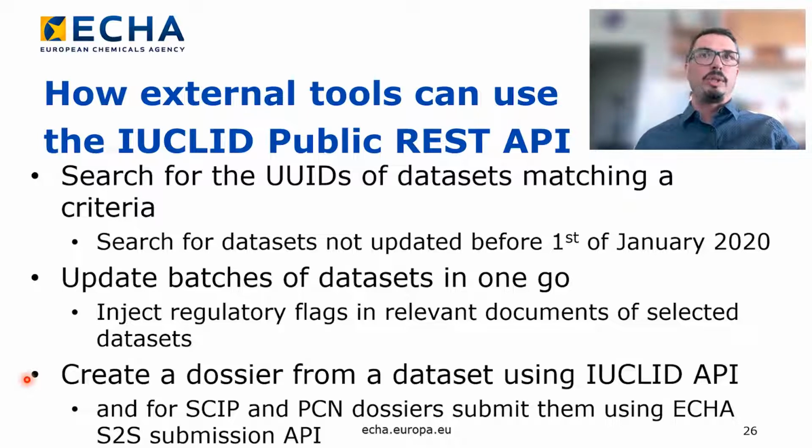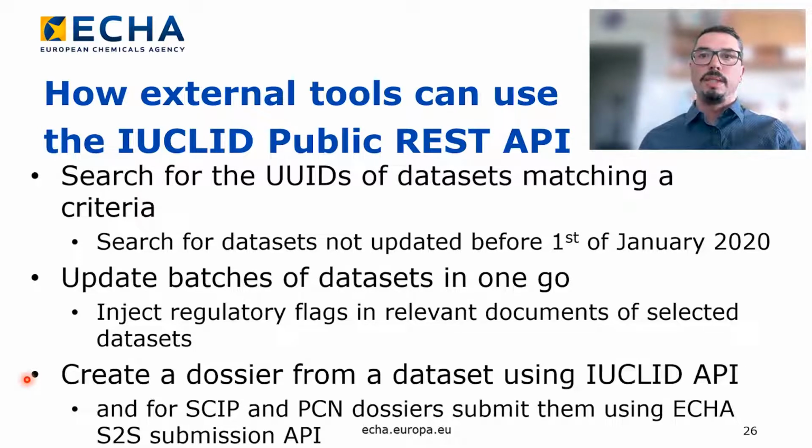And if you are using the ECA submission portal for submitting SCIP and PCN dossiers, you may also be aware that we provide an API for submitting, what we call the ECA system-to-system submission API. With this API, your external tool could submit the dossier to ECA without having to go through the web interfaces of the submission portal.